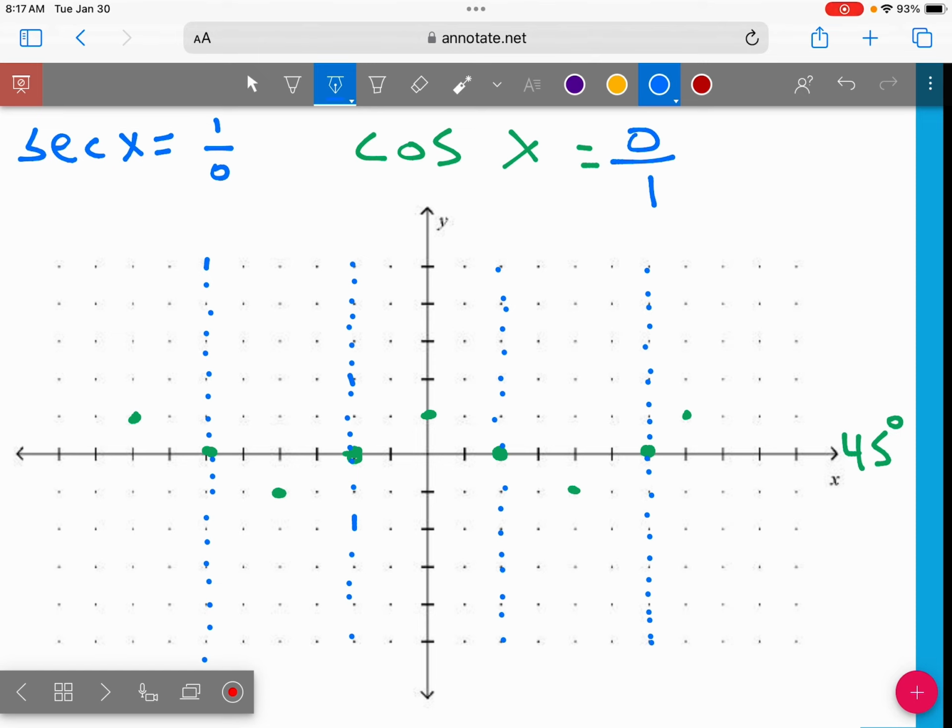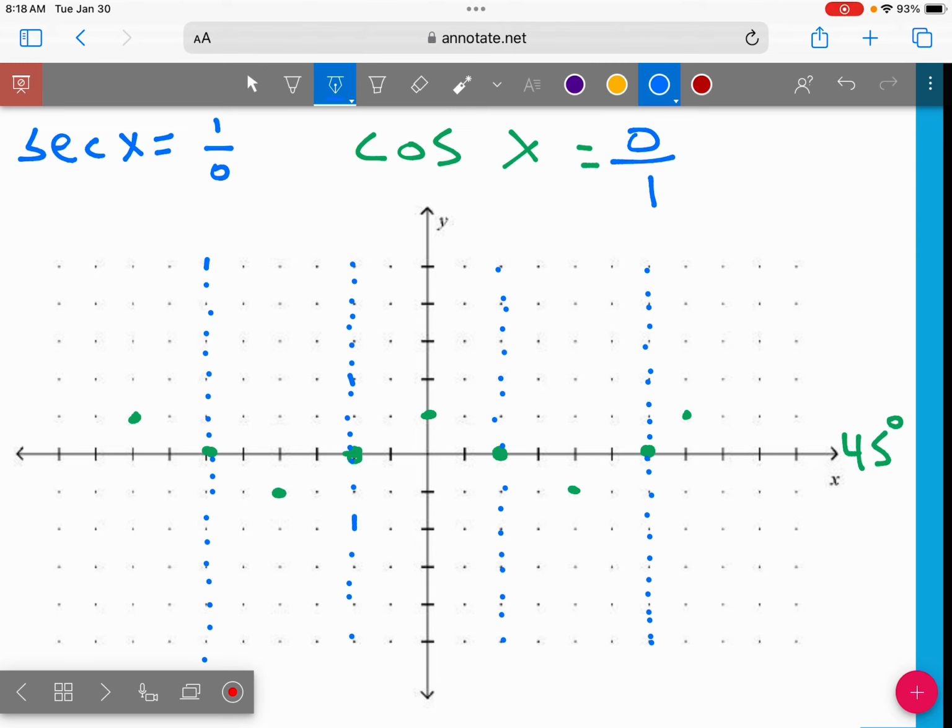Every time cosine of x gives us y equals 0, secant is going to be undefined. It's just going to give us an asymptote. So that was nice. That's one reason we plotted the points, because we know every point on the midline of cosine is going to give us an asymptote. So that's one reason we plot the points for cosine of x when we're graphing secant.